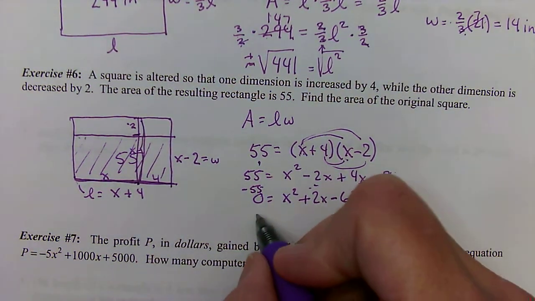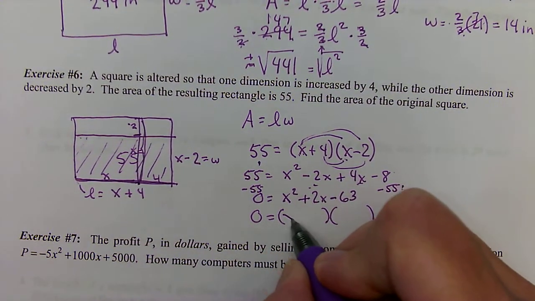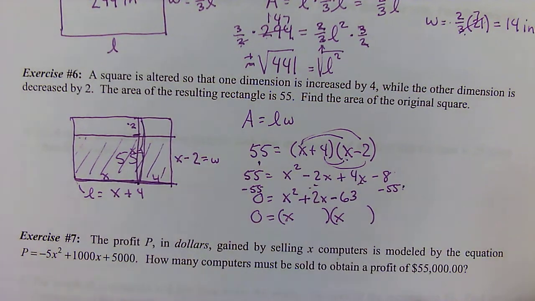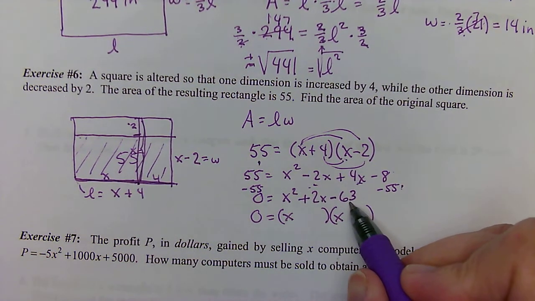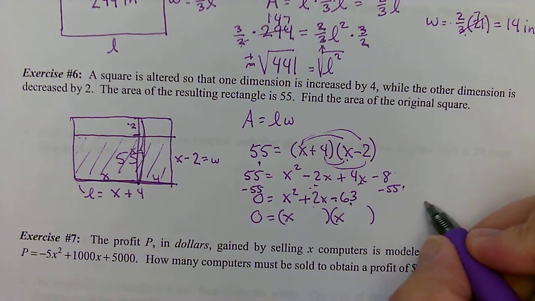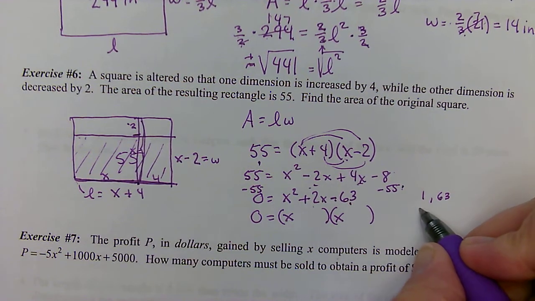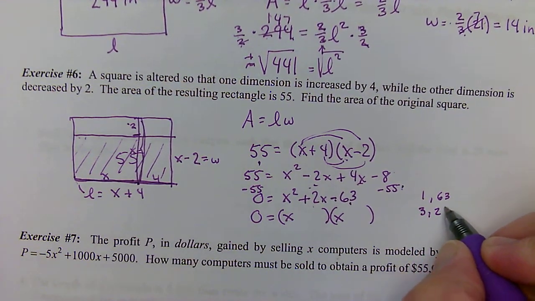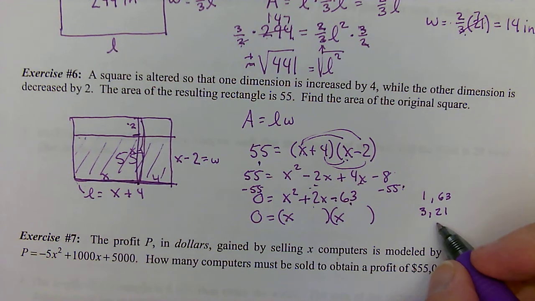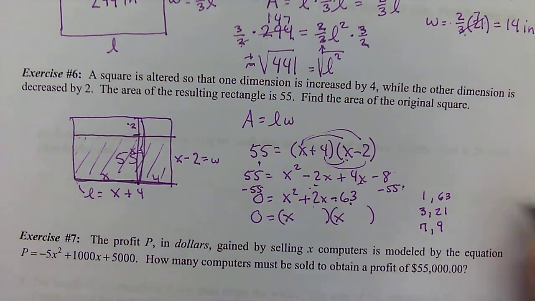Now, because we have 0 on the other side, we factor. Our leading coefficient is 1, so we start with x in both parentheses. And we need factors of 63 that subtract to give us 2. Well, the factors of 63 are 1 and 63, 2 doesn't go, 3 and 21, 4 doesn't go, 5 doesn't go, 6 doesn't go, 7 times 9, and 8 doesn't go, and that meets in the middle.